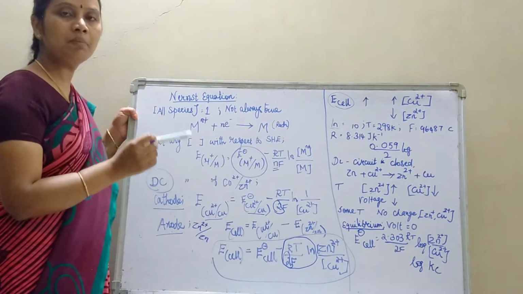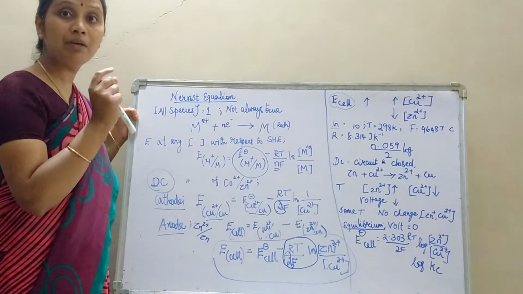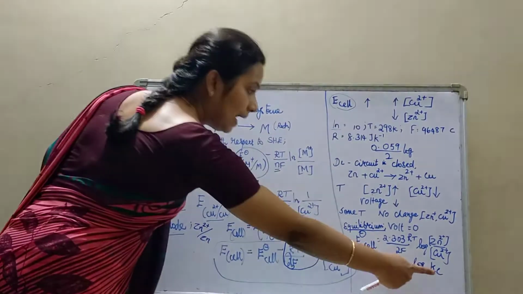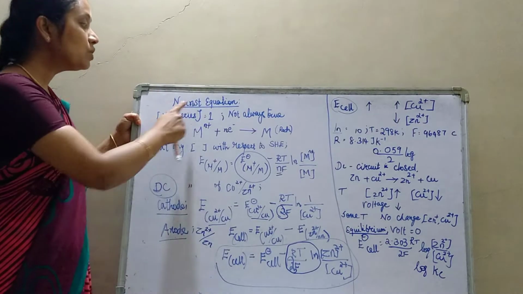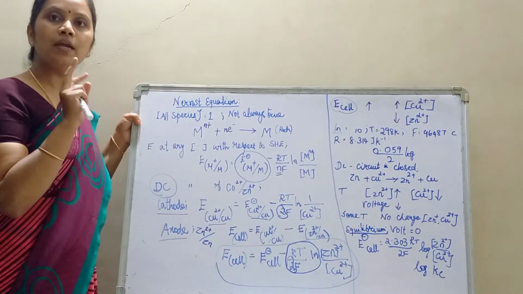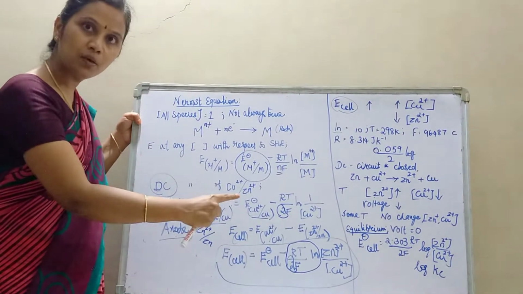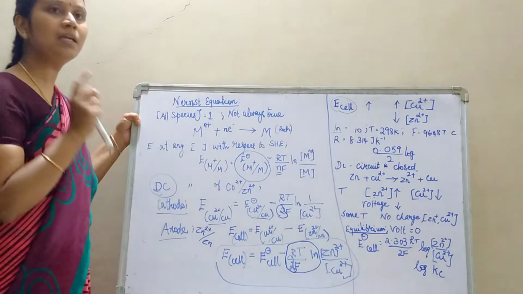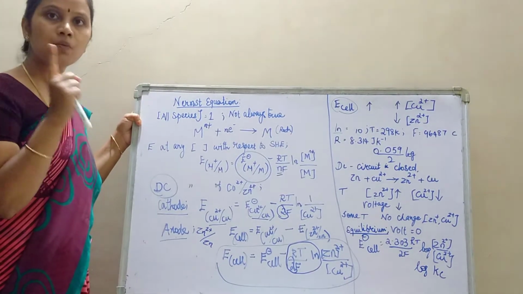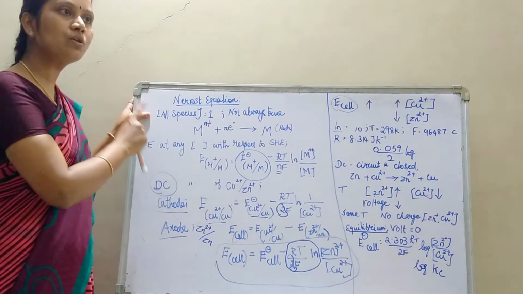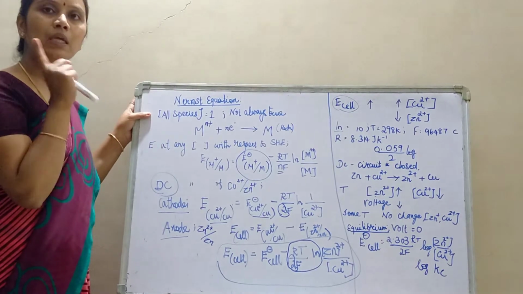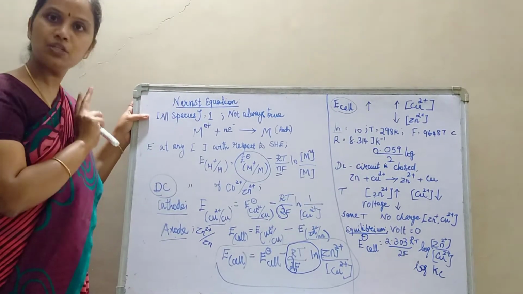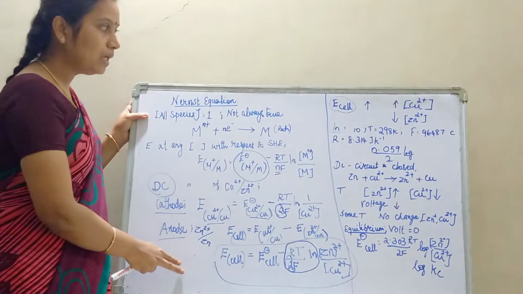This equation plays an important role because it is going to relate my standard electrode potential and the equilibrium constant. So my Nernst equation relates the standard electrode potential with the equilibrium constant. So what is the Nernst equation? In the Nernst equation I have only one condition. What is the condition? The concentration of all the species is not equal to 1, because the standard condition is that all the species should be equal to 1.